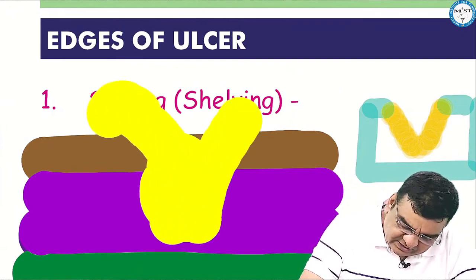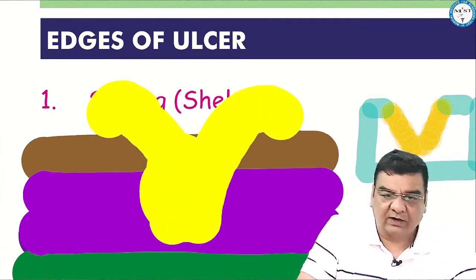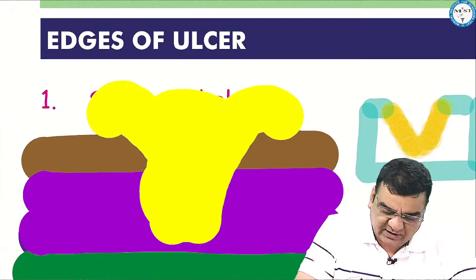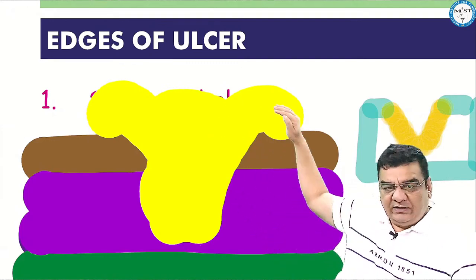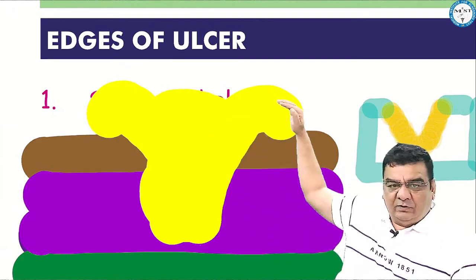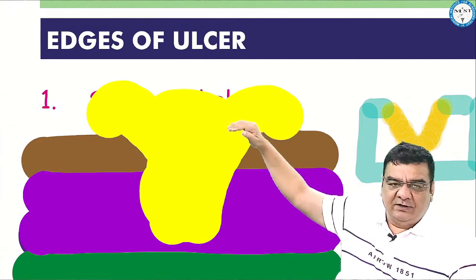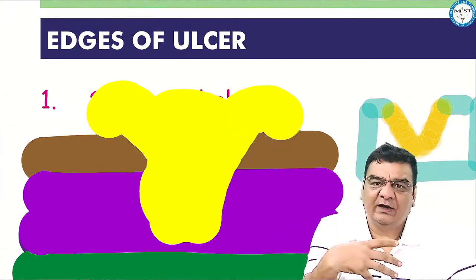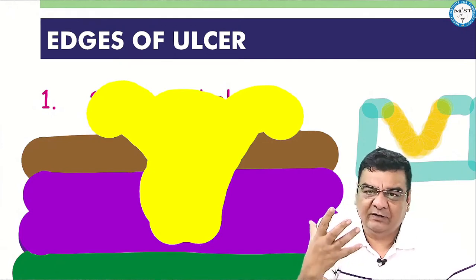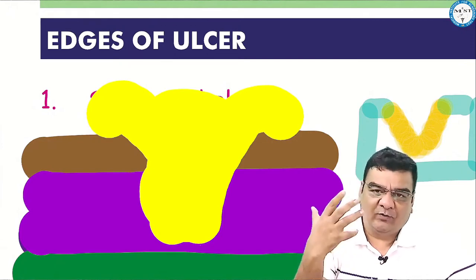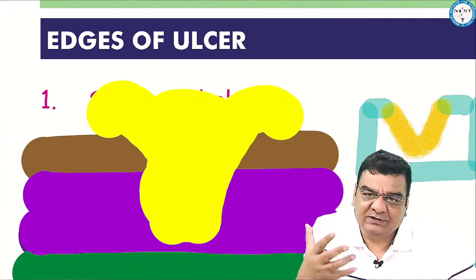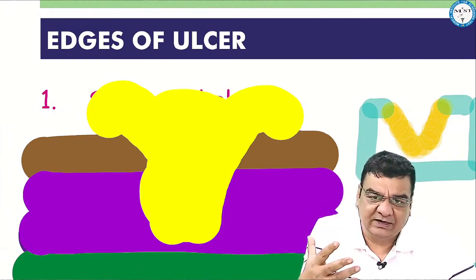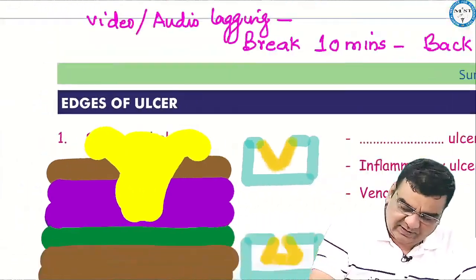This is raised and everted. It is not a classical bead or pearl, but this is a raised and everted edge. Now this is squamous cell carcinoma. So just by looking at the edges of the ulcer, we can have an idea whether we are dealing with a healing inflammatory venous ulcer, a tubercular ulcer, a syphilitic ulcer, a basal cell carcinoma, or a squamous cell carcinoma, right?